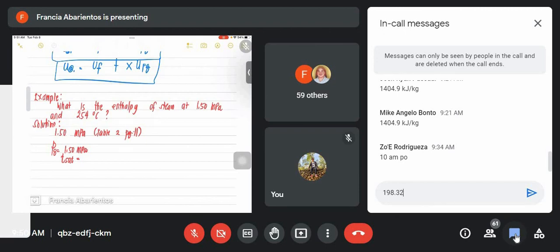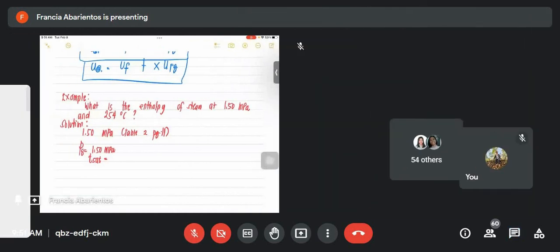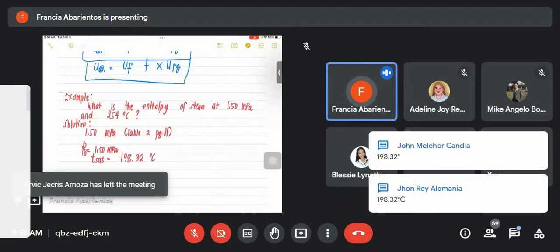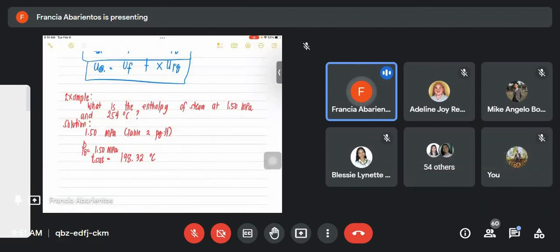What is its saturation temperature? There, in the steam table. Class? Okay, so that is 198.32 degrees Celsius. So, go back to our concepts. Very good. Many are answering now. So, go back to what we discussed.